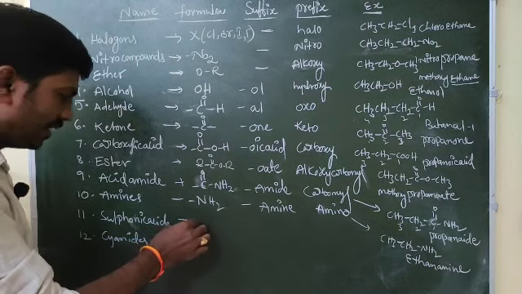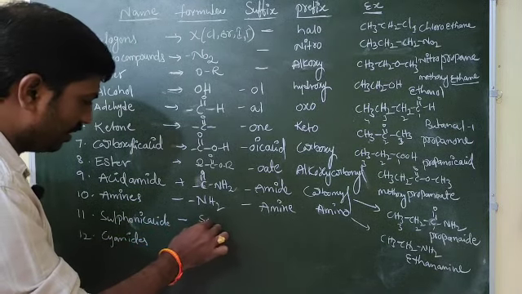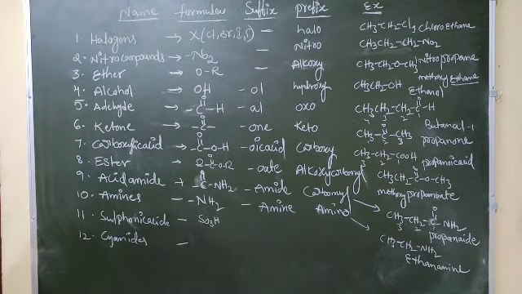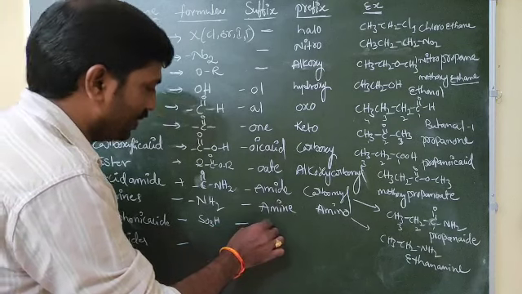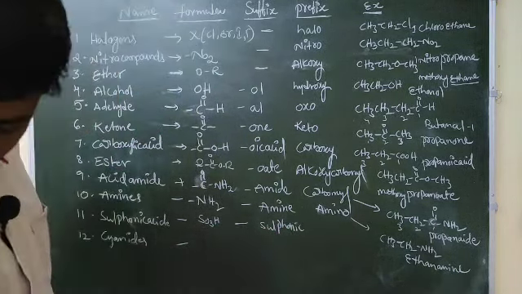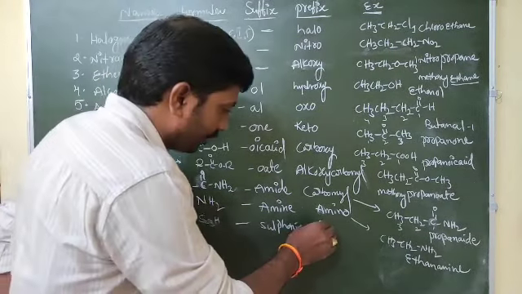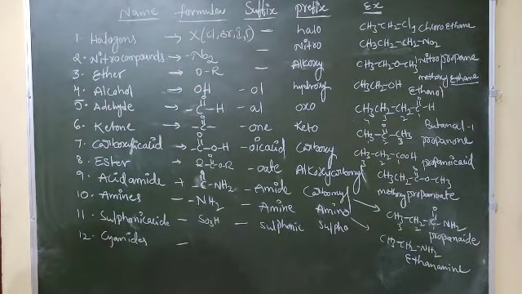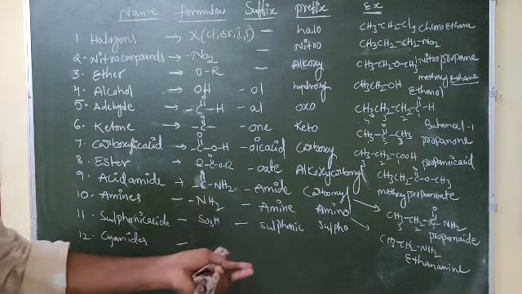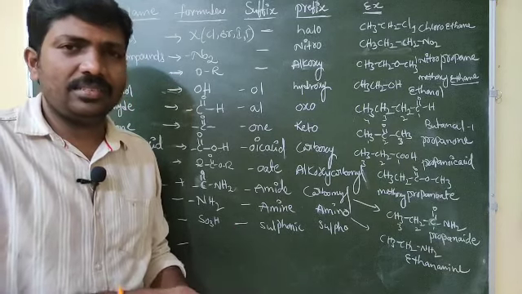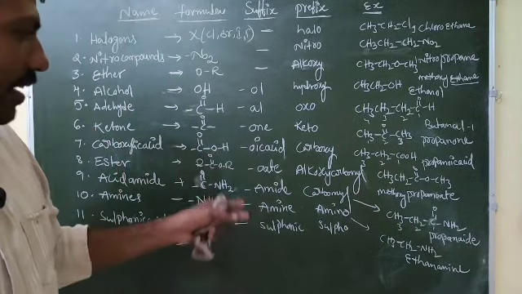Next, sulfonic acid, SO3H. Sulfonic is the suffix, and the prefix is sulfo. For example, if there are 2 carbons and SO3H is attached, that is ethane sulfonic acid. That is the name example.